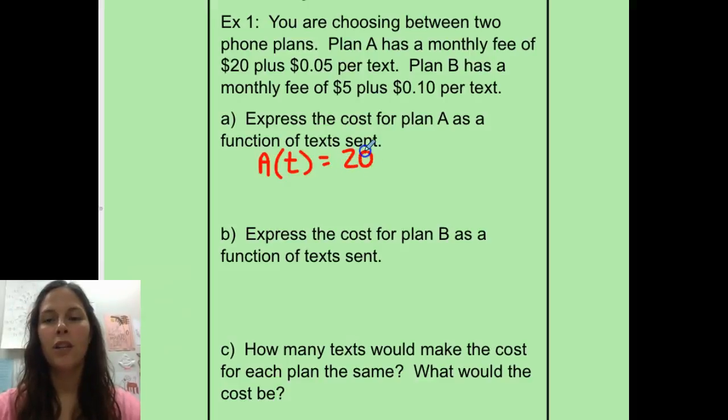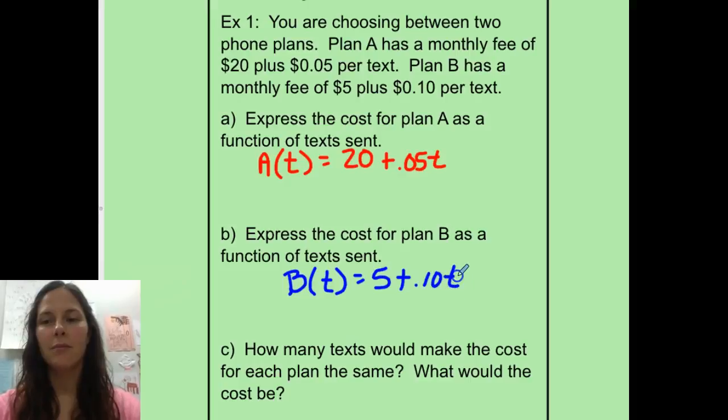We are charged $20 no matter what every month, plus an additional 5 cents times the number of texts that we send. For part B, I'm going to name this function B. Again, texts is the variable. This time we have a $5 flat fee plus 10 cents times the number of texts we send.